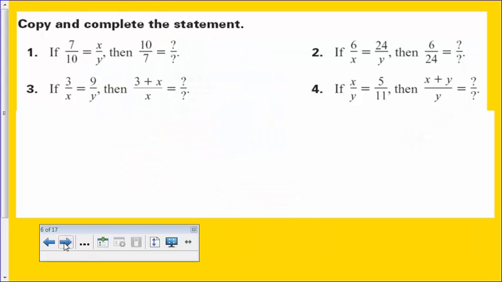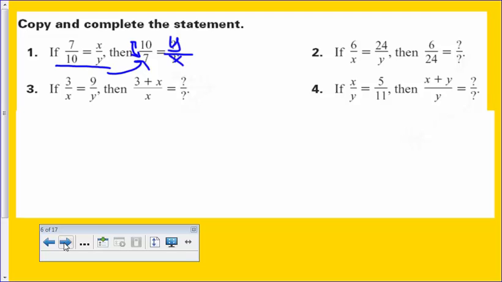So let's take a look at these 4. We're going to do the first one together, and then I'm going to have you do 2, 3, and 4 on your own. So if you start with 7 over 10 equals x over y, and then you go to 10 over 7, if you notice, what we did is flip the 10 and the 7, so we did the reciprocal. Therefore, that 10 over 7 should then equal y over x. So take a minute, pause, and see if you can fill in the blanks for 2, 3, and 4, and determine what property they're actually using.